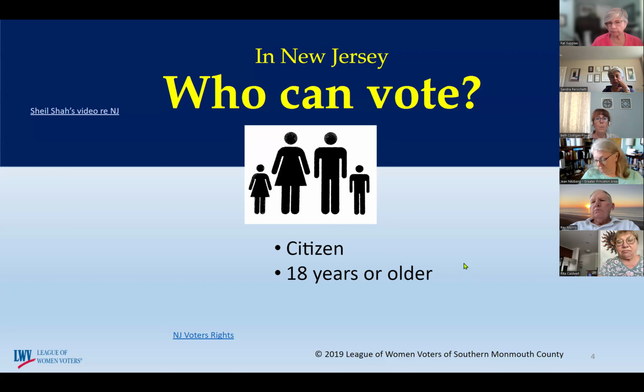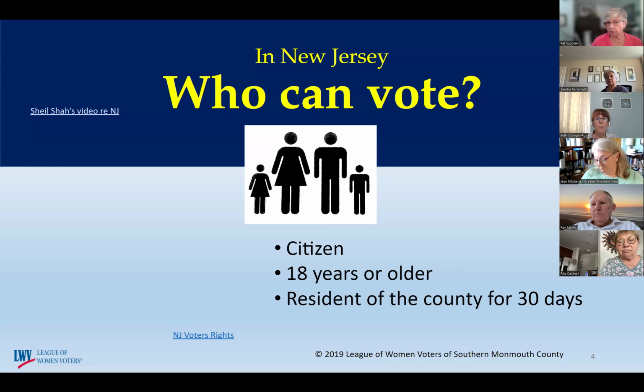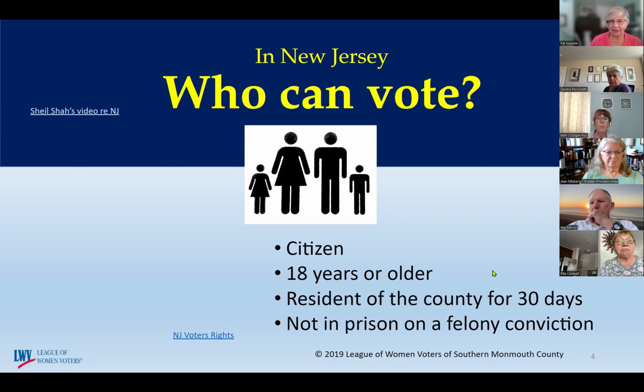18 or older, and most of the time they don't necessarily know that it's 18. They'll tell me it's 21. You have to be a resident of the county that you're going to vote in for 30 days. And then they say, but what if I just moved? I say, well, then you go back to the old county and you vote there. And you have to be not in prison on a felony conviction. And I will tell you, I have never had anybody tell me this when we ask for the things that you need to be in order to vote.